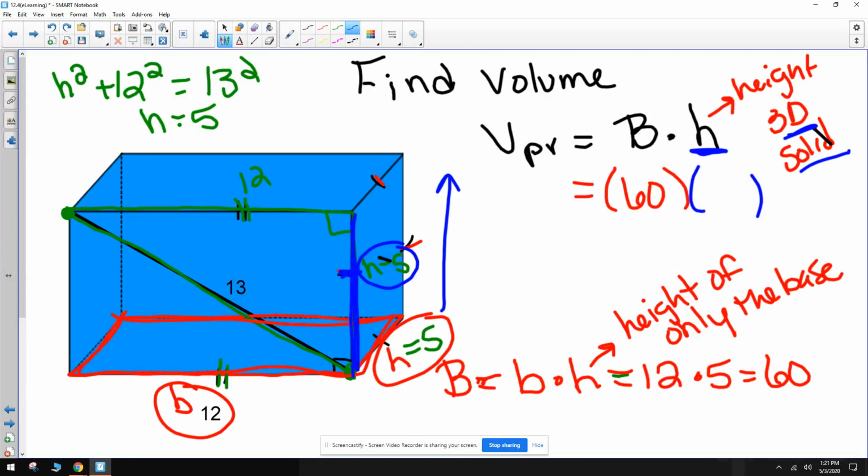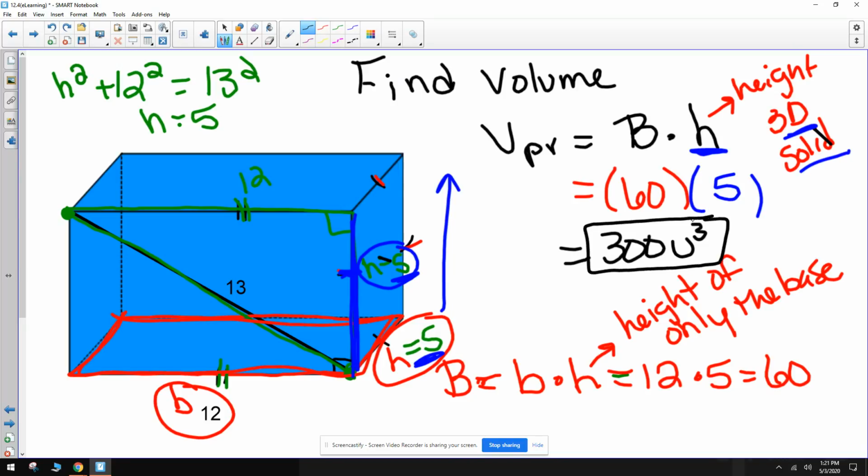In this problem, because the two ends of the box or the prism are squares, it just happens that these two heights are the same, but it doesn't always happen, so please pay attention. All right, so I multiply by 5, and when I multiply 60 by 5, I get 300, and because I did volume, I need to cube the units. They didn't give me units, so I'm going to use u cubed. And there's my answer.